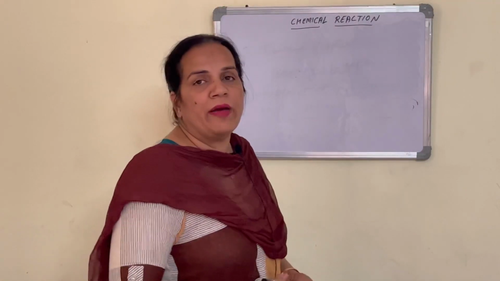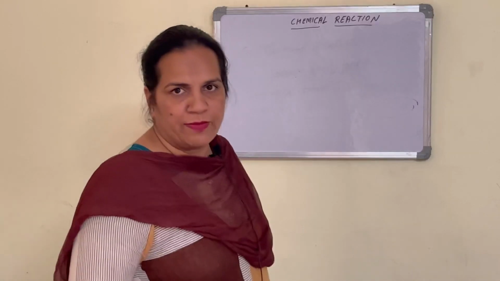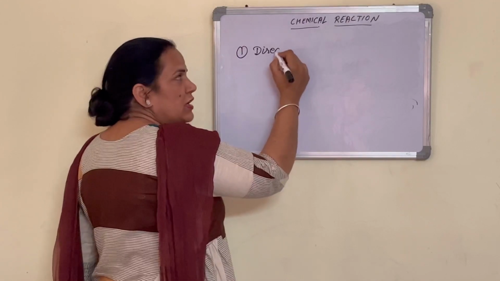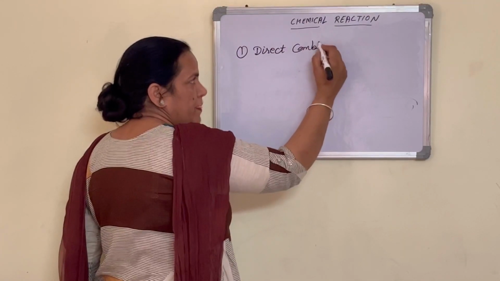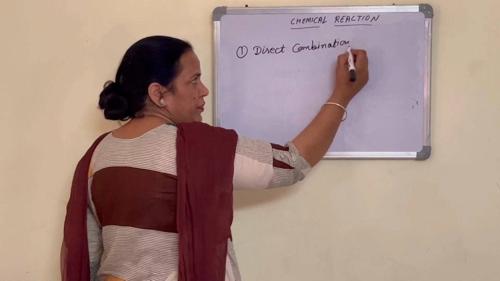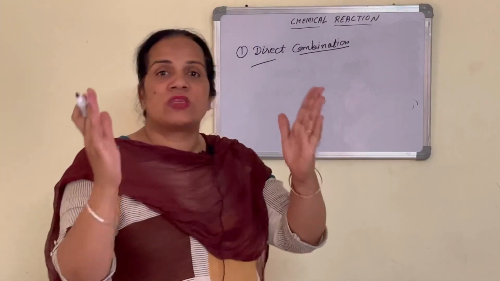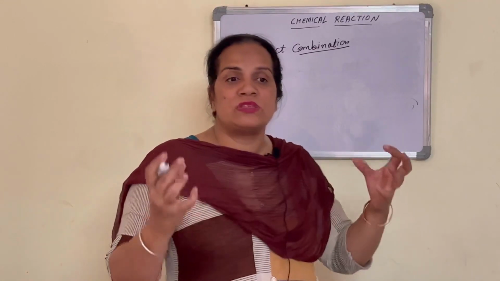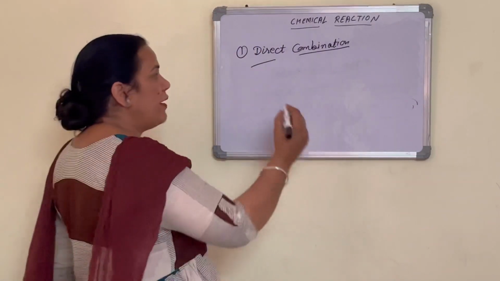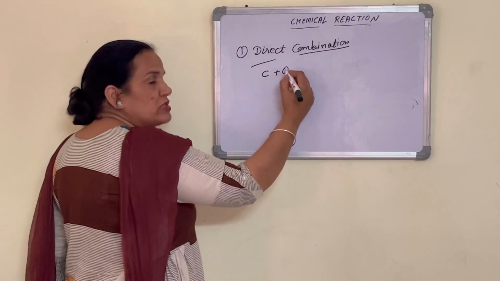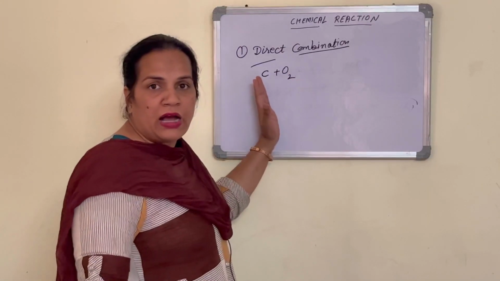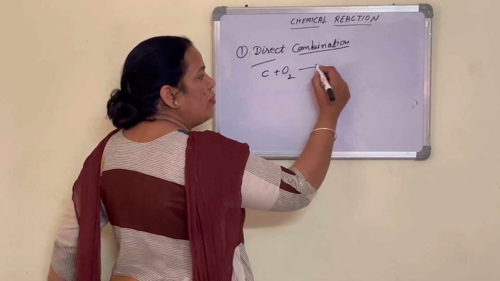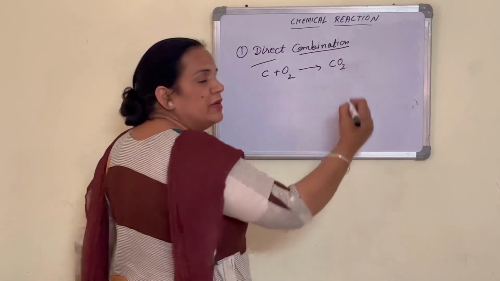Now the types of chemical reactions. Reactions are of different types. First one is direct combination. In this process, two simple atoms can combine to form bigger ones. For example, carbon and oxygen. When carbon and oxygen directly combine with each other, they form CO2, that is carbon dioxide.